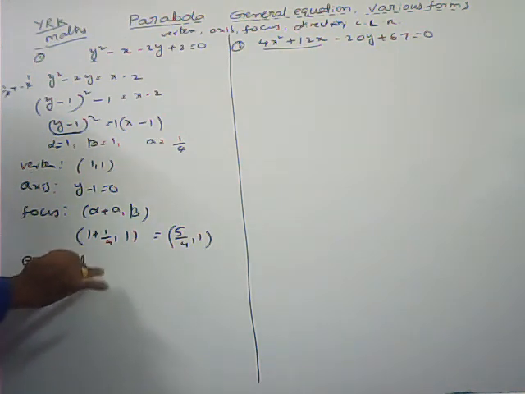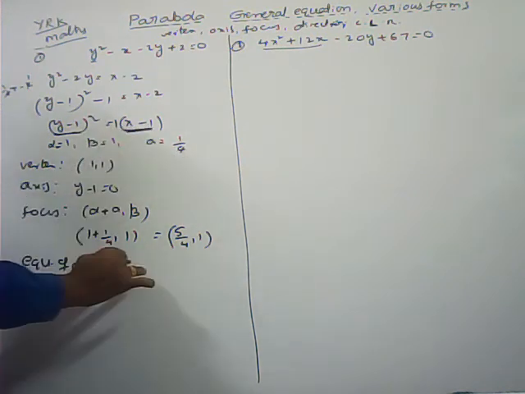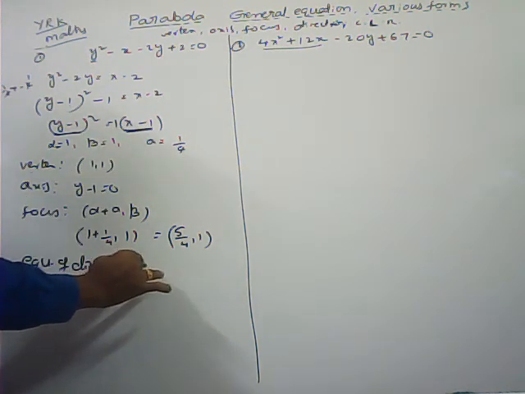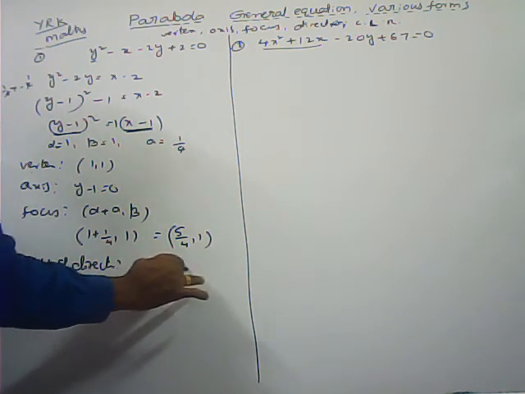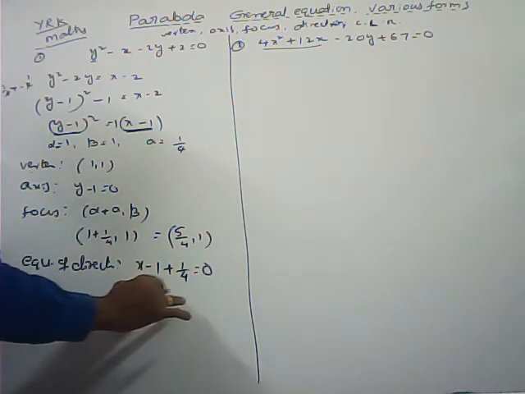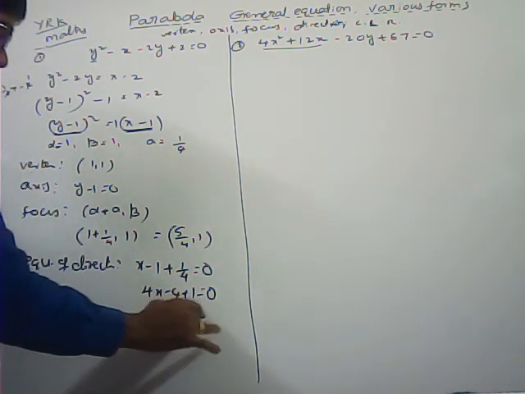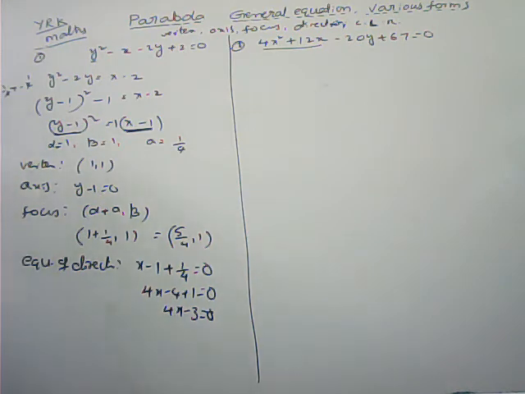Equation of the directrix. Here x plus a is equal to 0. In the place of x, x minus 1 is there. x minus 1 plus a, 1 by 4, is equal to 0. Otherwise, if I take the LCM here, 4x minus 4 plus 1 is equal to 0. Otherwise, 4x minus 3 is equal to 0. That is the equation of the directrix.